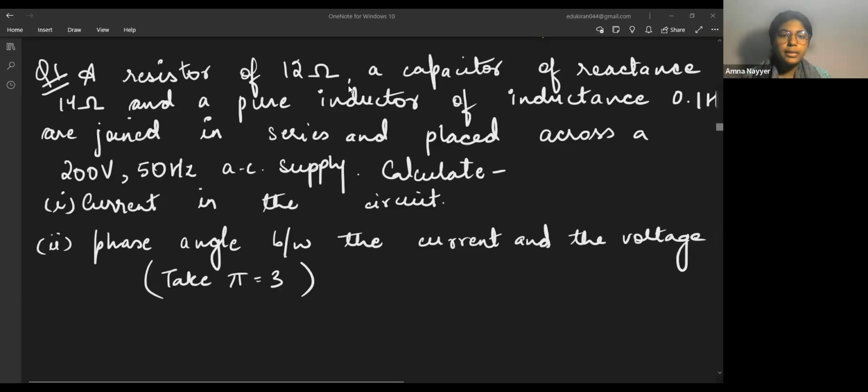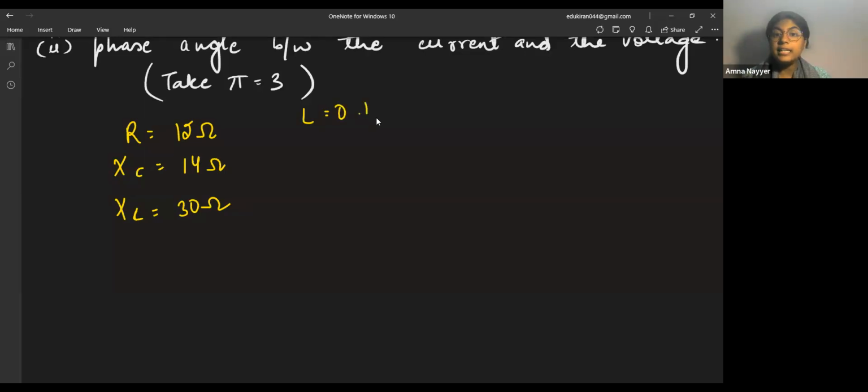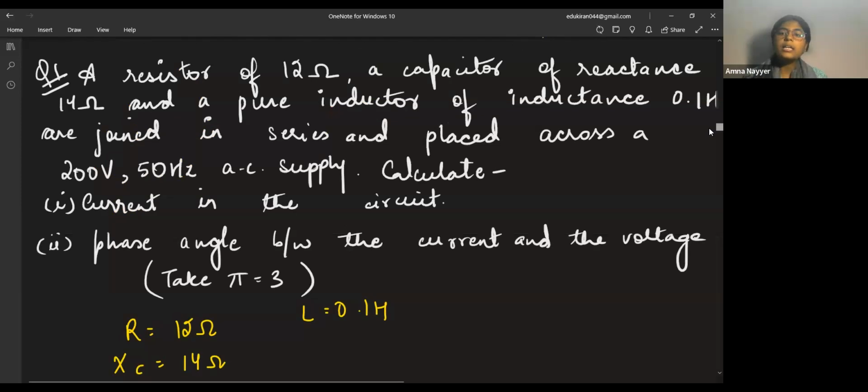So see, value of resistance is given as 12 ohms, value of capacitive reactance is given as 14 ohm, and value of inductive reactance is given as 30 ohms. These are all the values given. Now L, that is self-inductance, is given as 0.1 Henry. Actually, 30 ohms is not given; that we'll calculate.